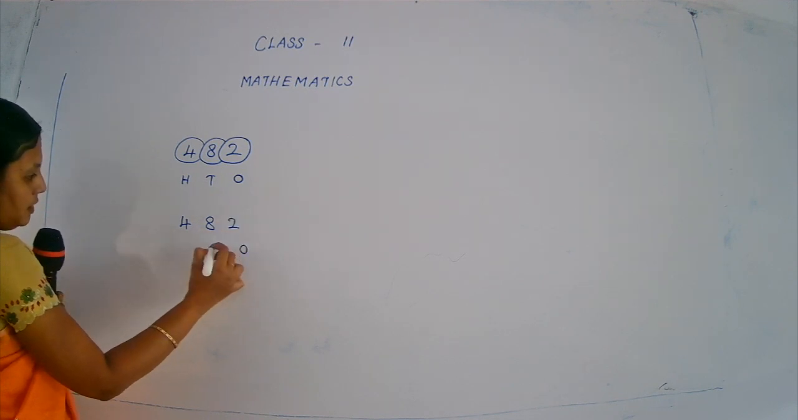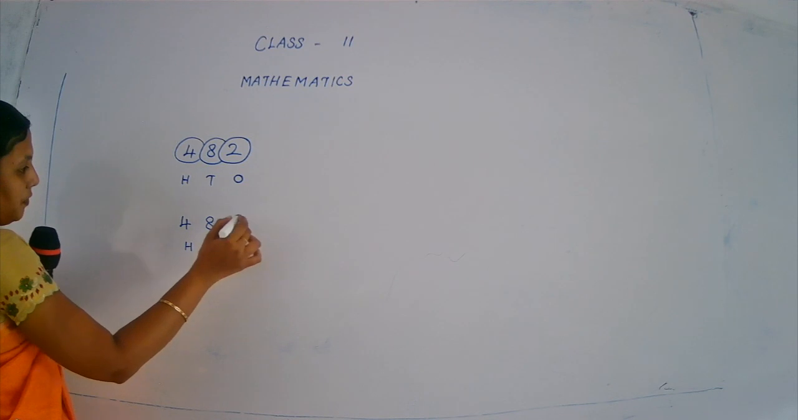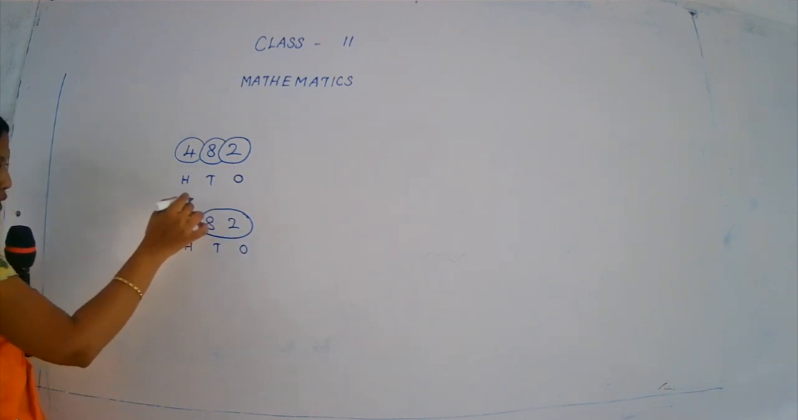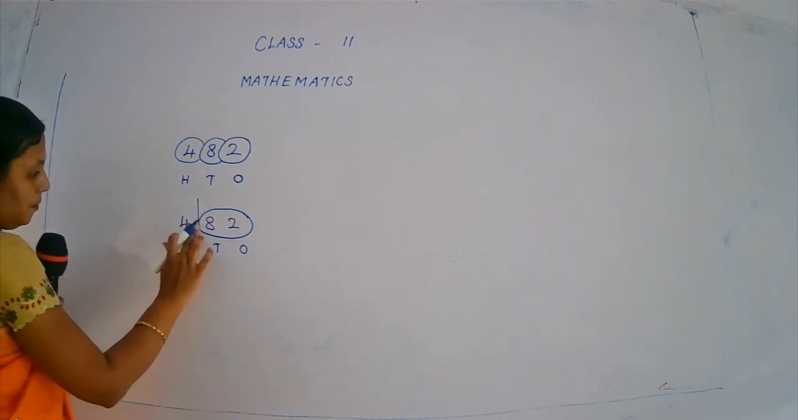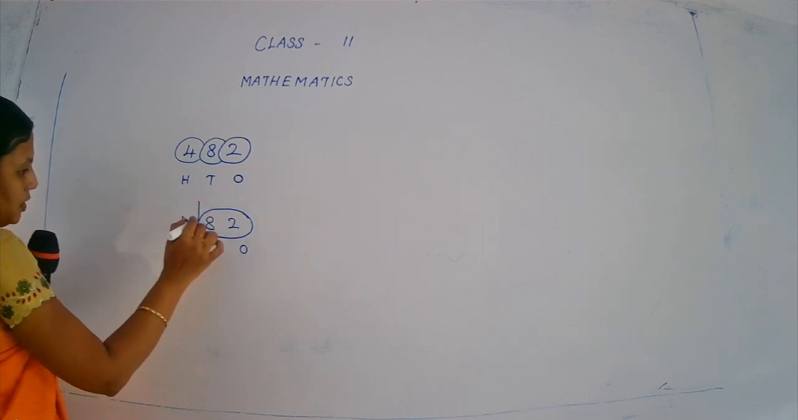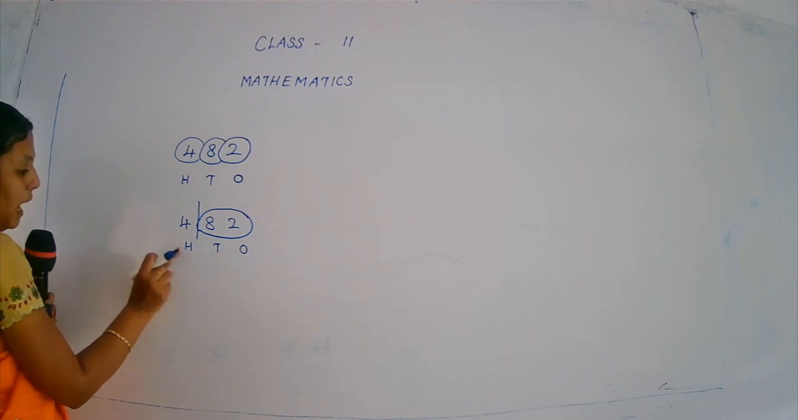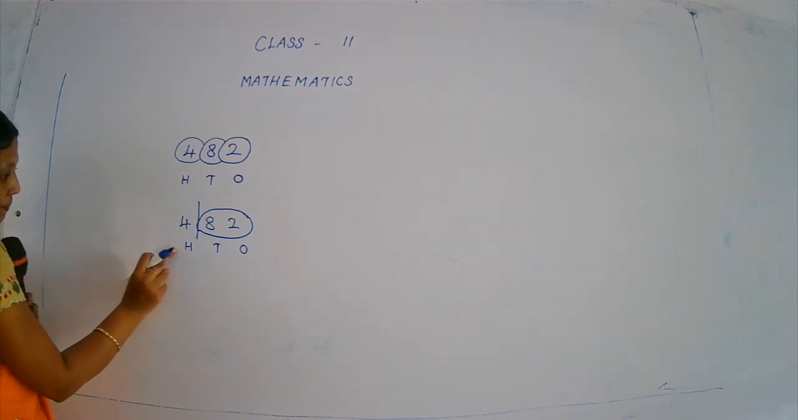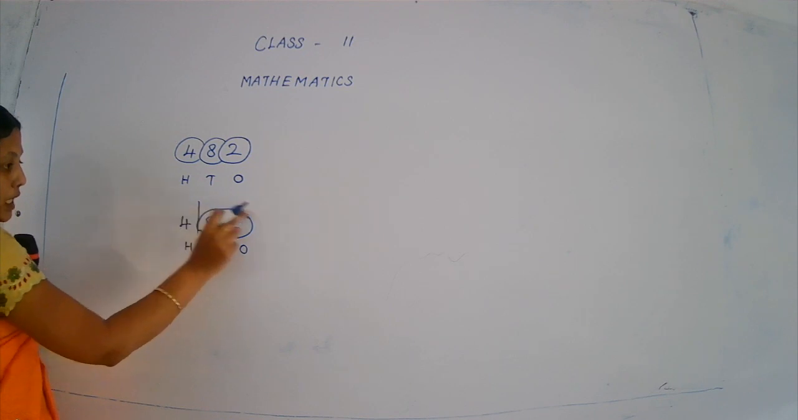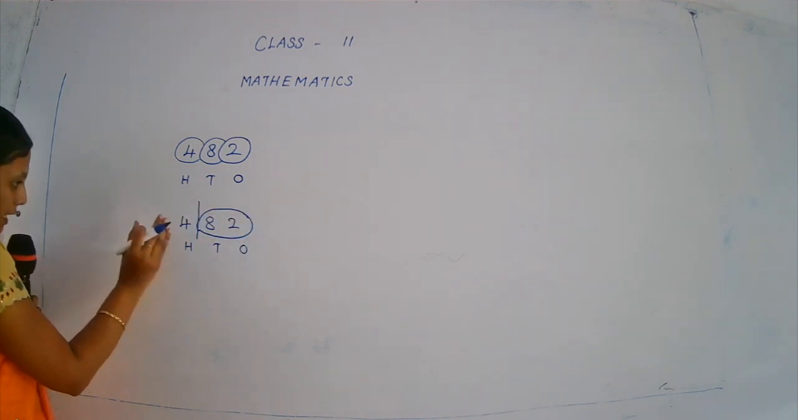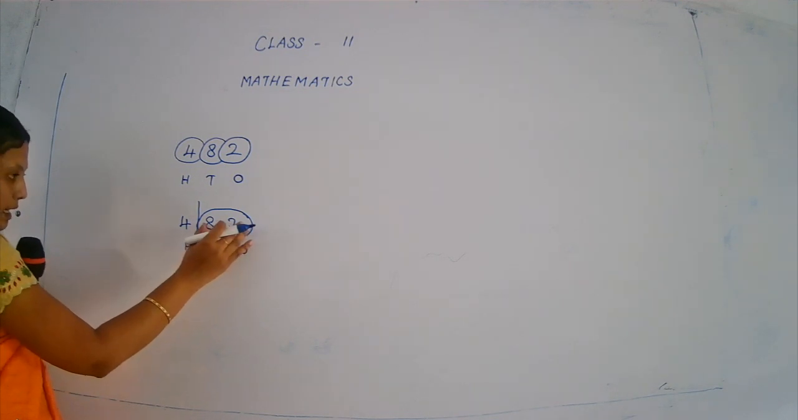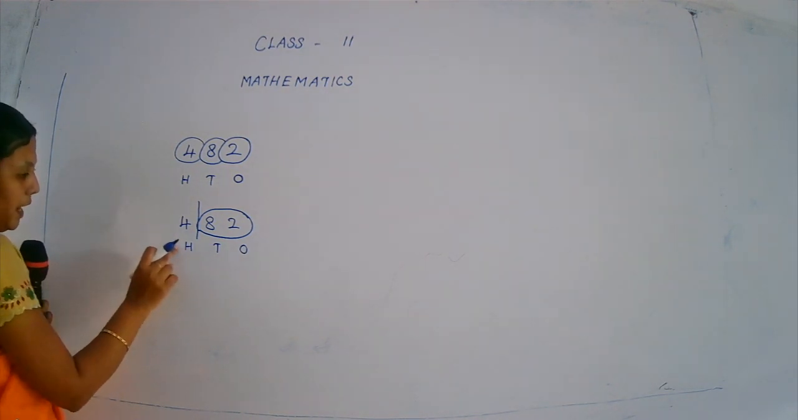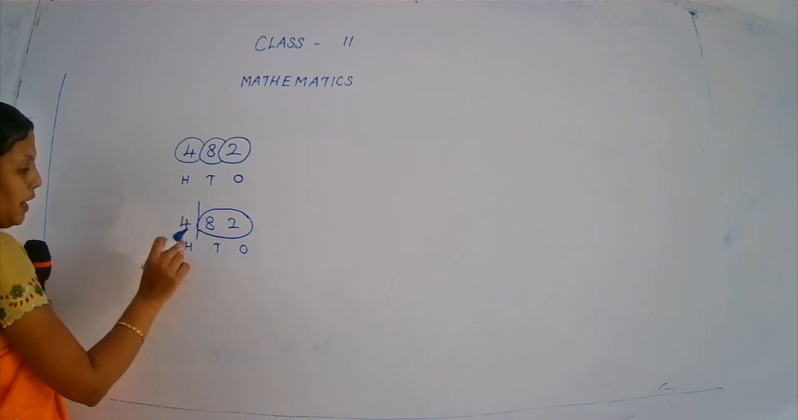482: this is ones, this is tens, this one is hundred. Now ones and tens, you read it together. Hundred only, read it separate. First you read 400. How many hundred is here? 4. Then 82, so 482. Hundred thaniya read pananum, ones tens place la irukra numbers seithu read pananum.